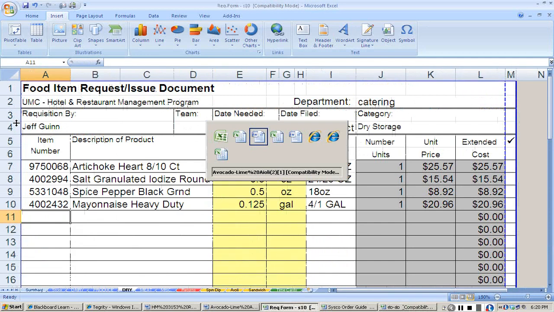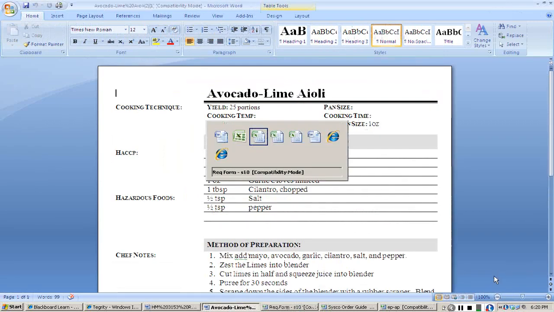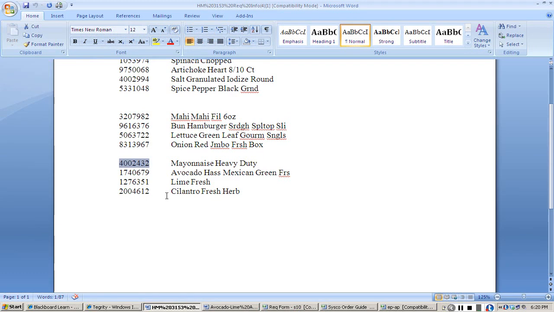Next in our recipe are avocados. So we need 4 avocados. Go to our information sheet. Copy.